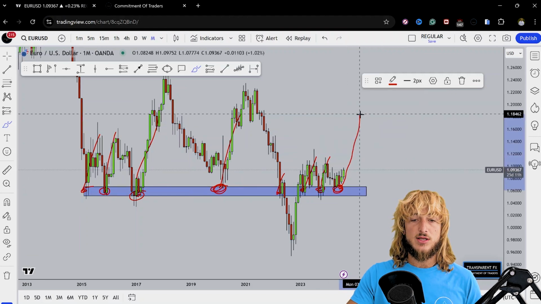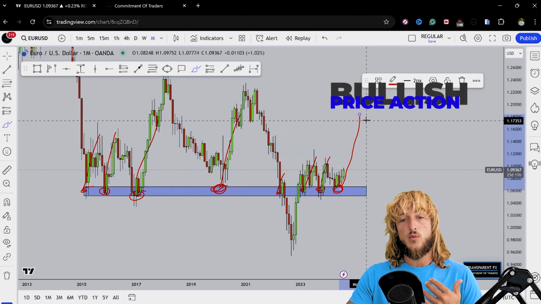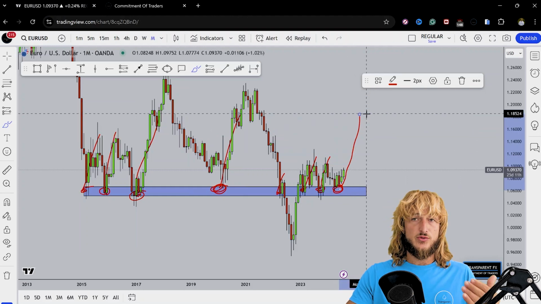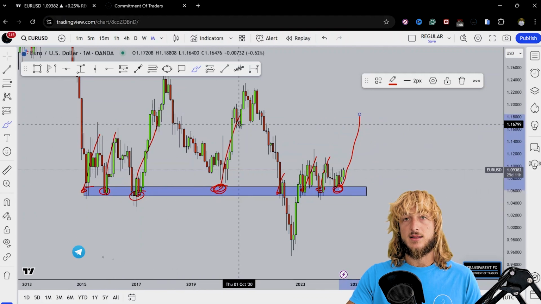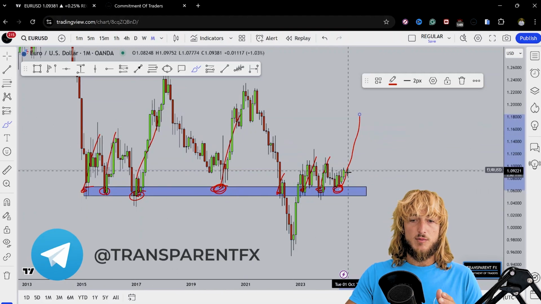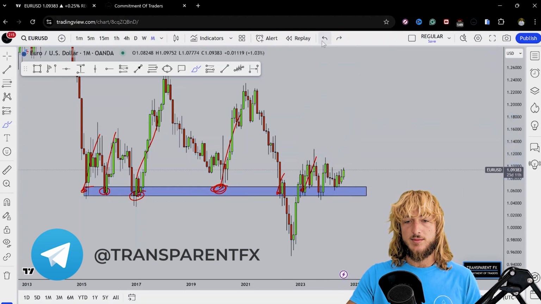And in a situation like this, we could expect more potential bullish price action to be created away from this zone, as already happened in the past, every time that the market tested this exact same level. So from a monthly standpoint, if we look at the bigger picture, everything seems quite bullish.